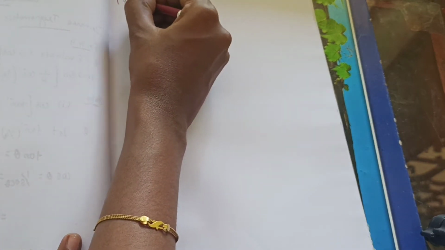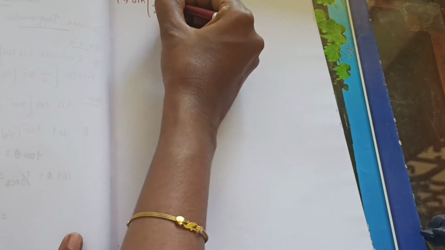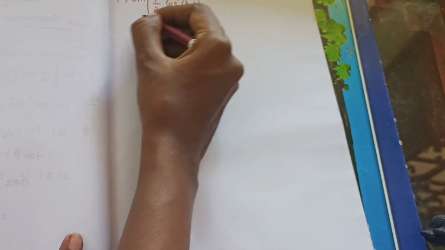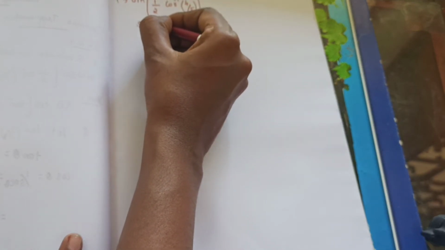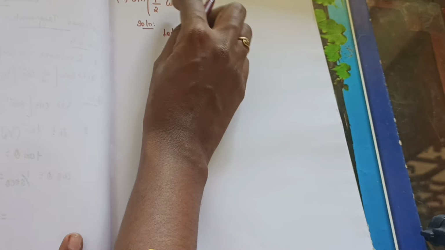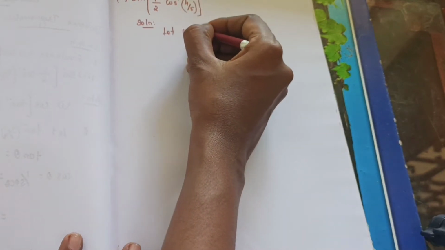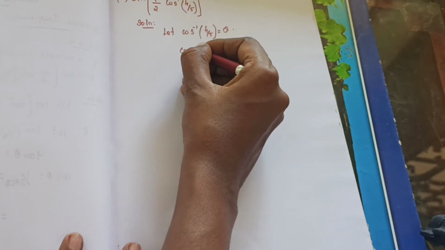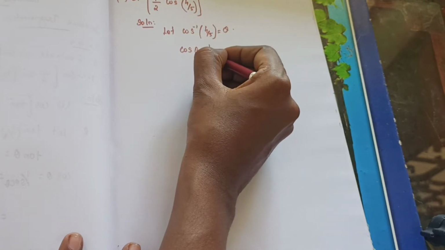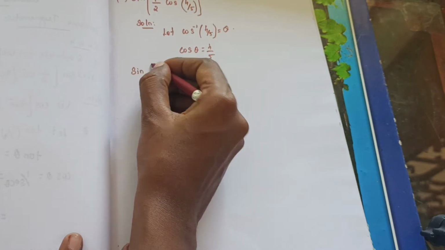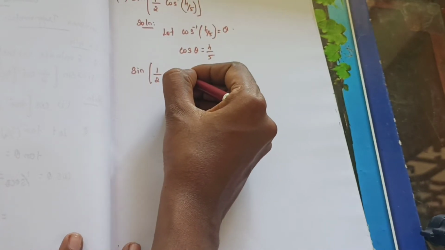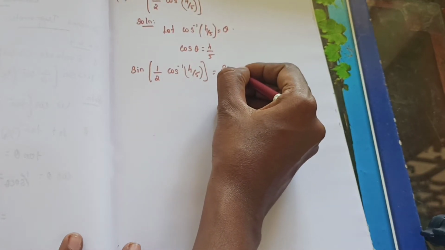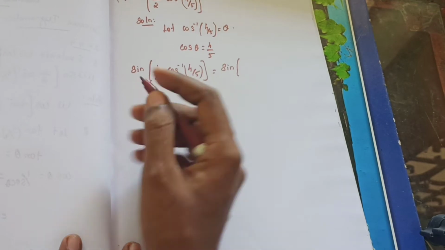Second subdivision. Sine of 1 by 2 cos inverse of 4 by 5. Solution, same as the previous problem. First, you consider this as theta. Let cos inverse of 4 by 5 equal theta. So what's the value of cos theta? 4 by 5. So sine of 1 by 2 cos inverse of 4 by 5 equals sine of, this one you have considered as theta.